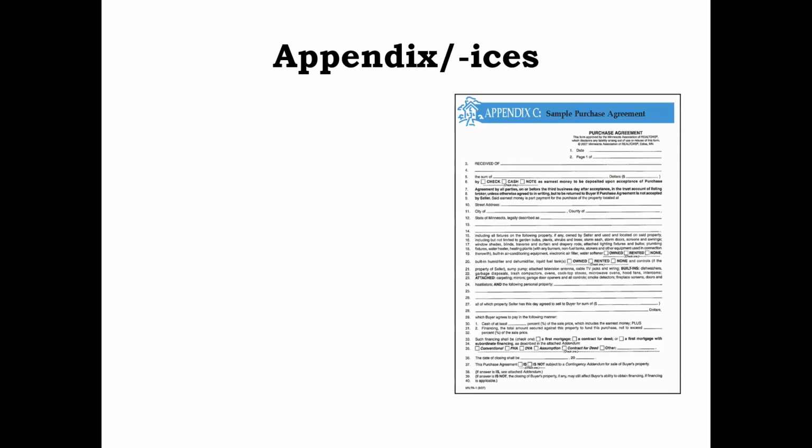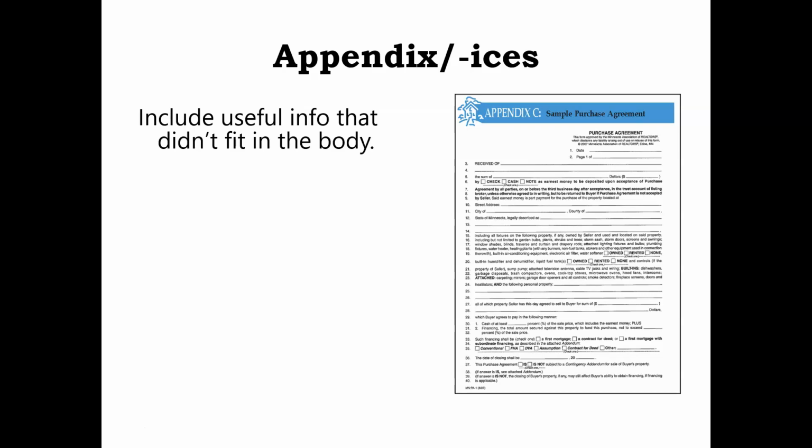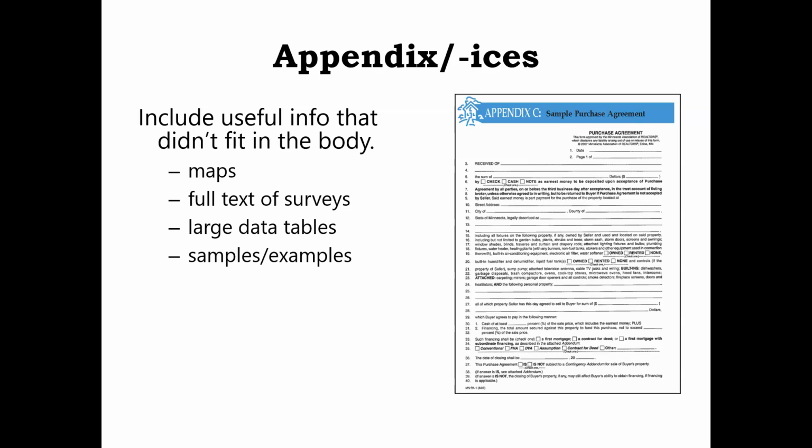And then we have appendix or appendices. Appendix is singular, appendices are plural. These are where you put information that is useful but didn't fit in the main body. For example, large-scale maps, full texts of surveys, big data tables, samples and examples. Anything that is useful, but you just couldn't get it to go in the main body for whatever reason, put it in an appendix. If you include an appendix, refer to it in the main body. If you don't, no one will ever read it. They will never know it's there.